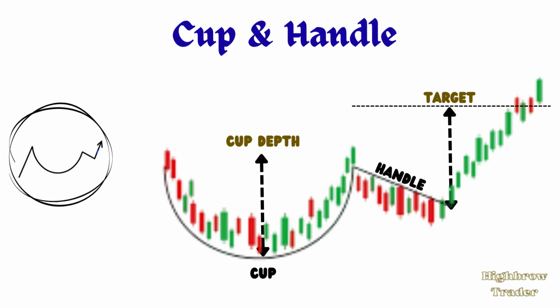The cup and handle is a clean bullish setup. It begins with a rounded bottom, the cup, followed by a small pullback that forms the handle. This pattern reflects steady accumulation, then a surge in buying interest.